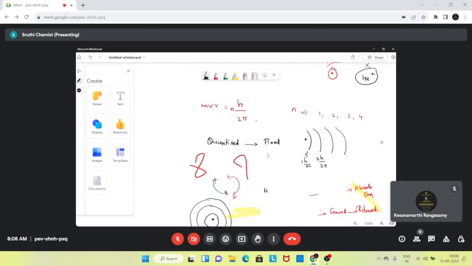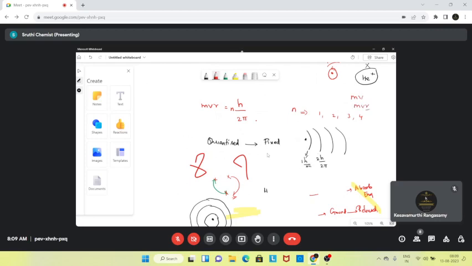Like nh/2π, in the sense the angular momentum should be fixed. I have explained about linear momentum and angular momentum. Linear momentum is mv, mass into velocity, and angular momentum is mvr. Okay, it's about the radius.